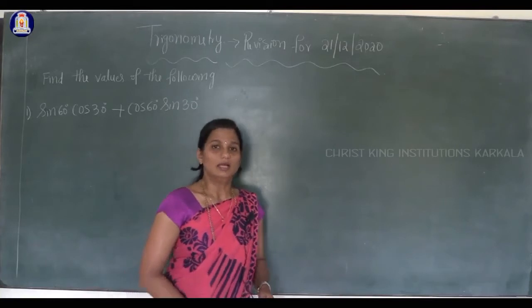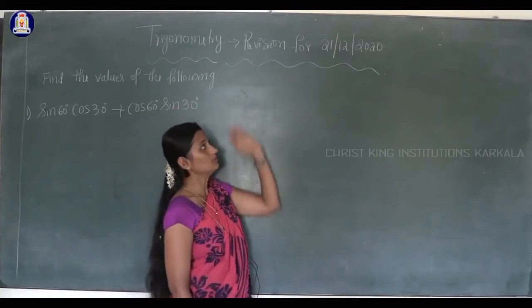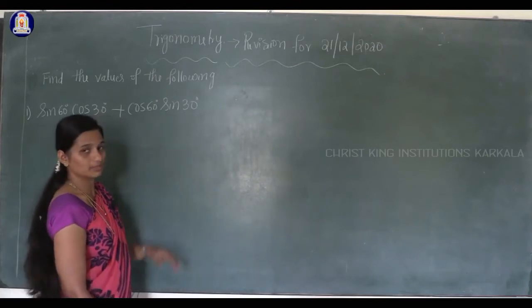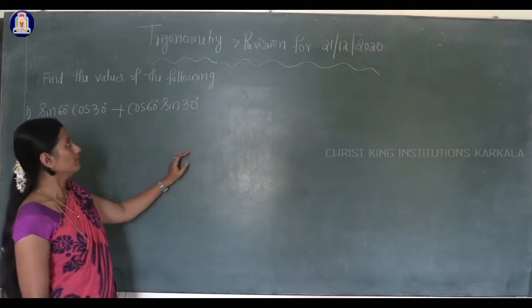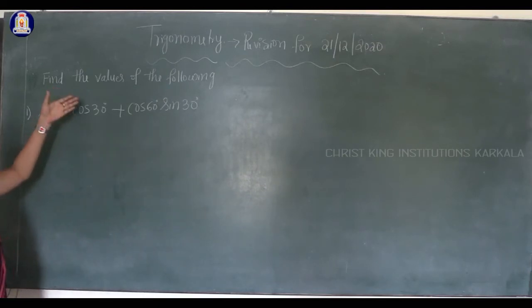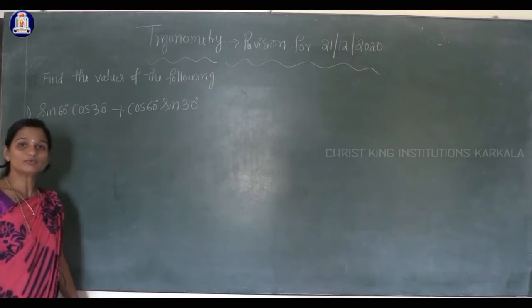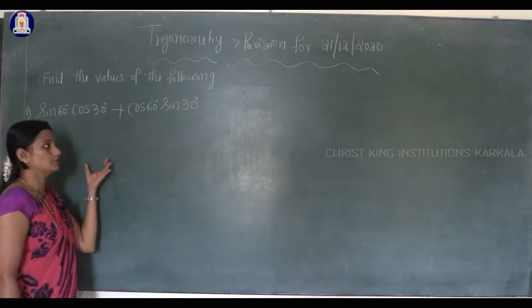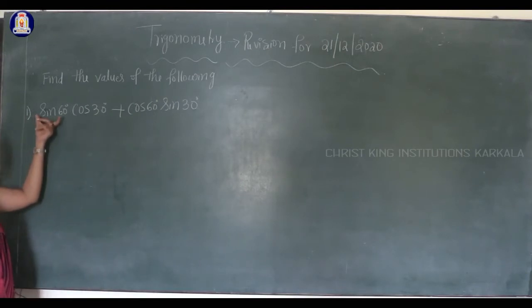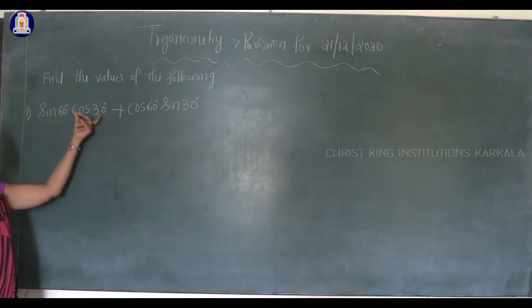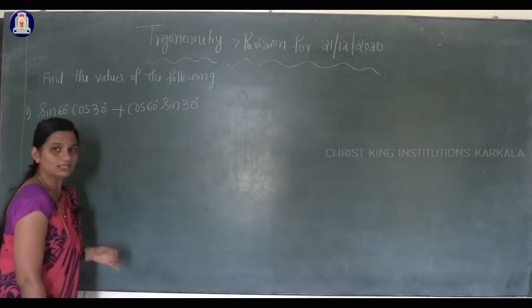Online class. In today's class we will discuss some revision questions for your test on 21st December. Which chapter? It is the trigonometry chapter. In that, the first type of question is: find the values of the following. This type of question is important for 2 marks. The first one is sin 60 degree cos 30 degree plus cos 60 degree sin 30 degree.